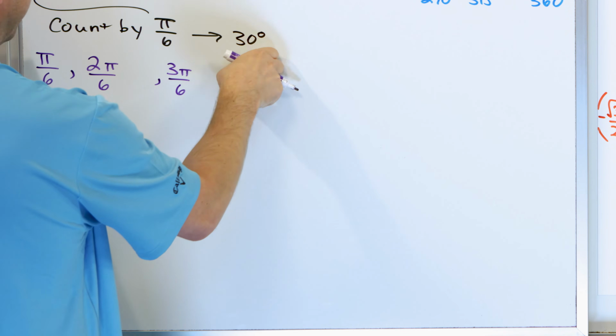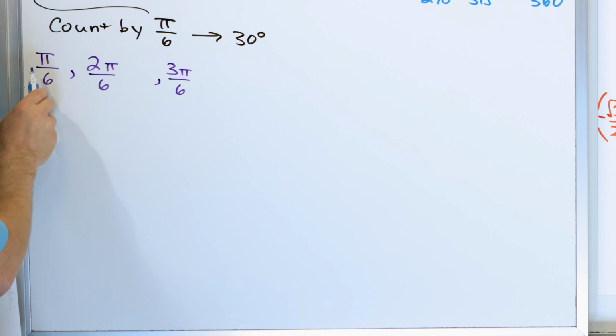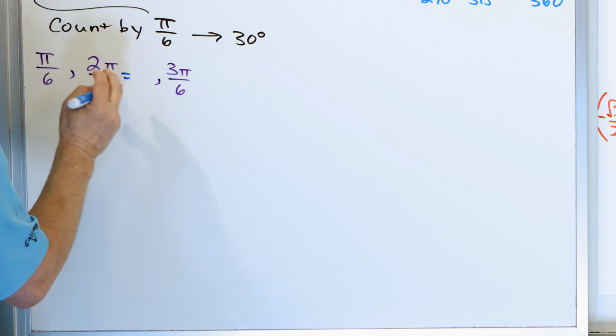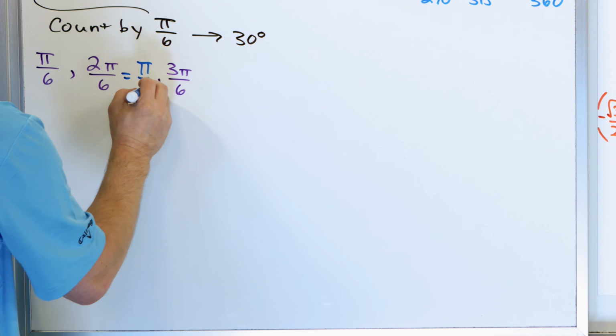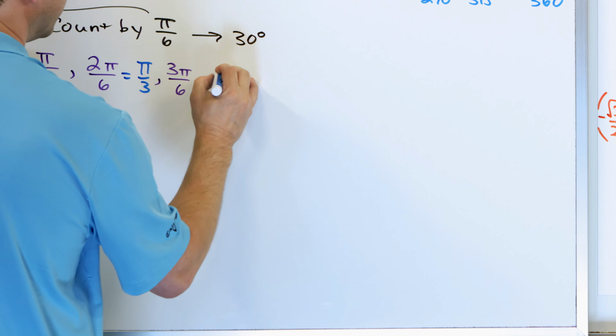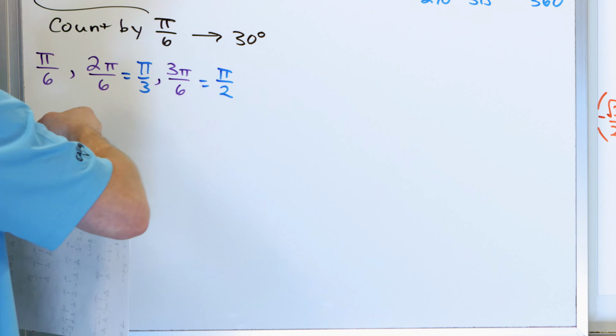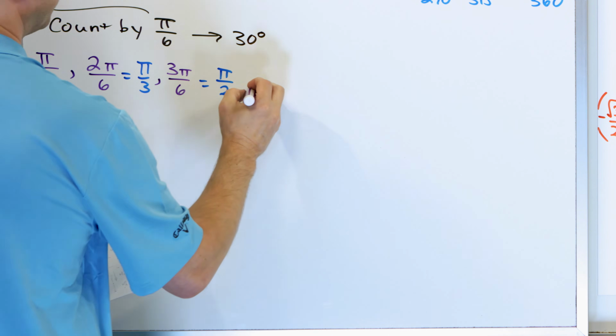I think I'm going to have to do this as I go, instead of waiting till the end. Let's go back up. Pi over 6, 2 pi over 6. What does this reduce to? You can divide by 2. What are you going to get? Pi over 3. Then you have 3 pi over 6. What are you going to get when you divide by 3? You get pi over 2. You see, I'm able to reduce as I go around. So we're up to pi over 2 now, which is 90 degrees.